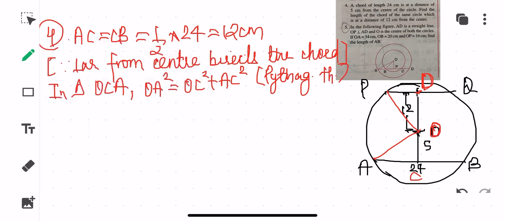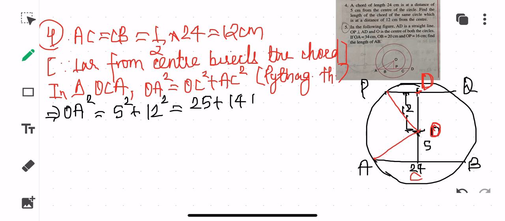Now what you will be writing, children? This implies that OA square is equal to, how much is OC square, children? It's given as 5 square, plus how much is AC square? This is given as 12 square. So this is coming out to be 25 plus 144, which is equal to 169. So how much will be OA equal to, children? OA will be equal to root over of 169, which is equal to 13.